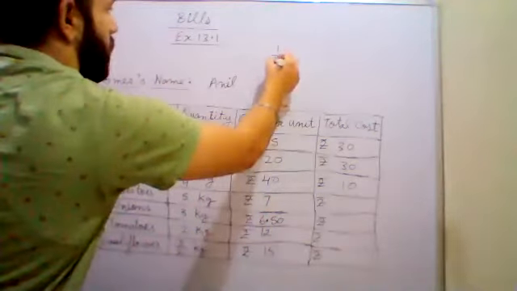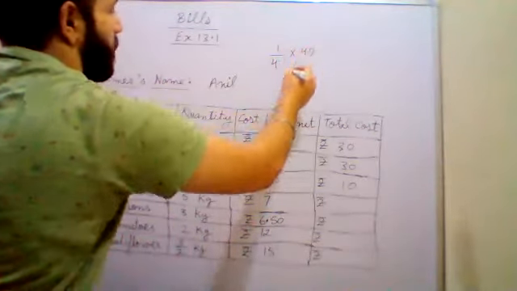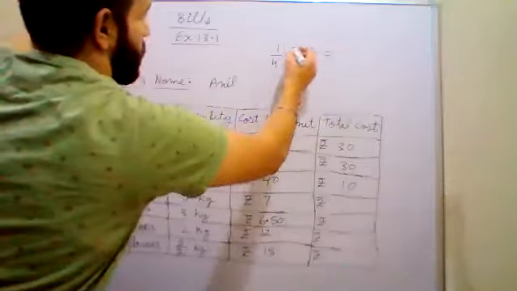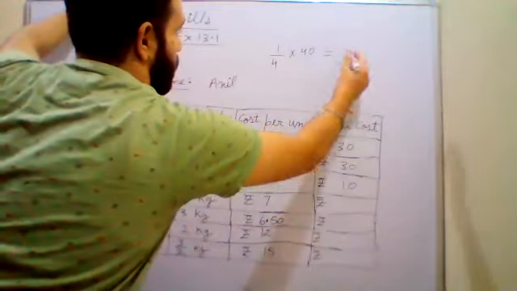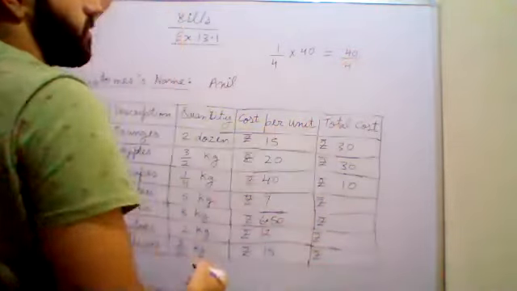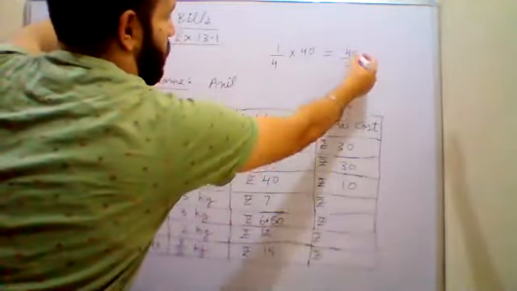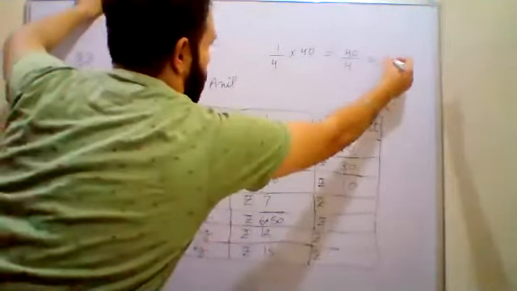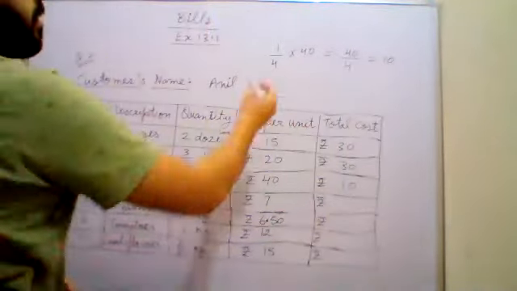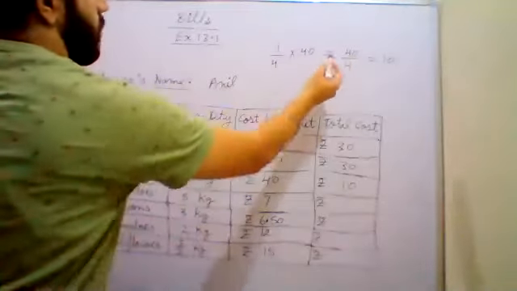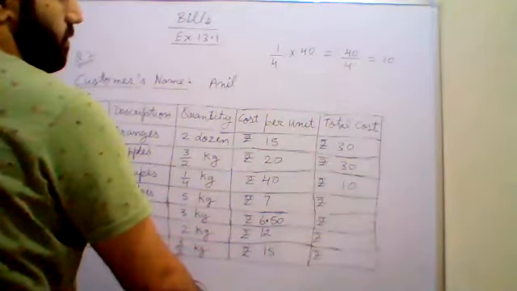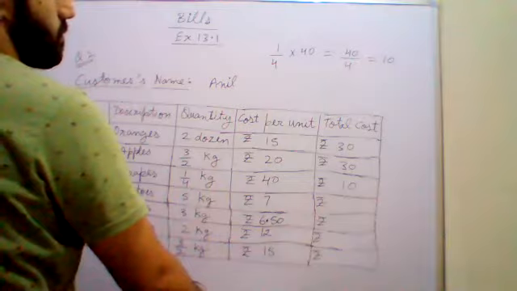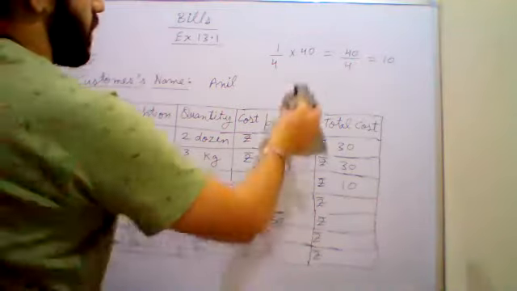1 upon 4 multiplied by 40. So you multiply the numerator first. 1 into 40 is 40. Write the denominator same, 4. Then you divide 40 by 4. Answer is 10. Got it? This is how you are going to do it. Understood? Yes, sir. Any other problem?